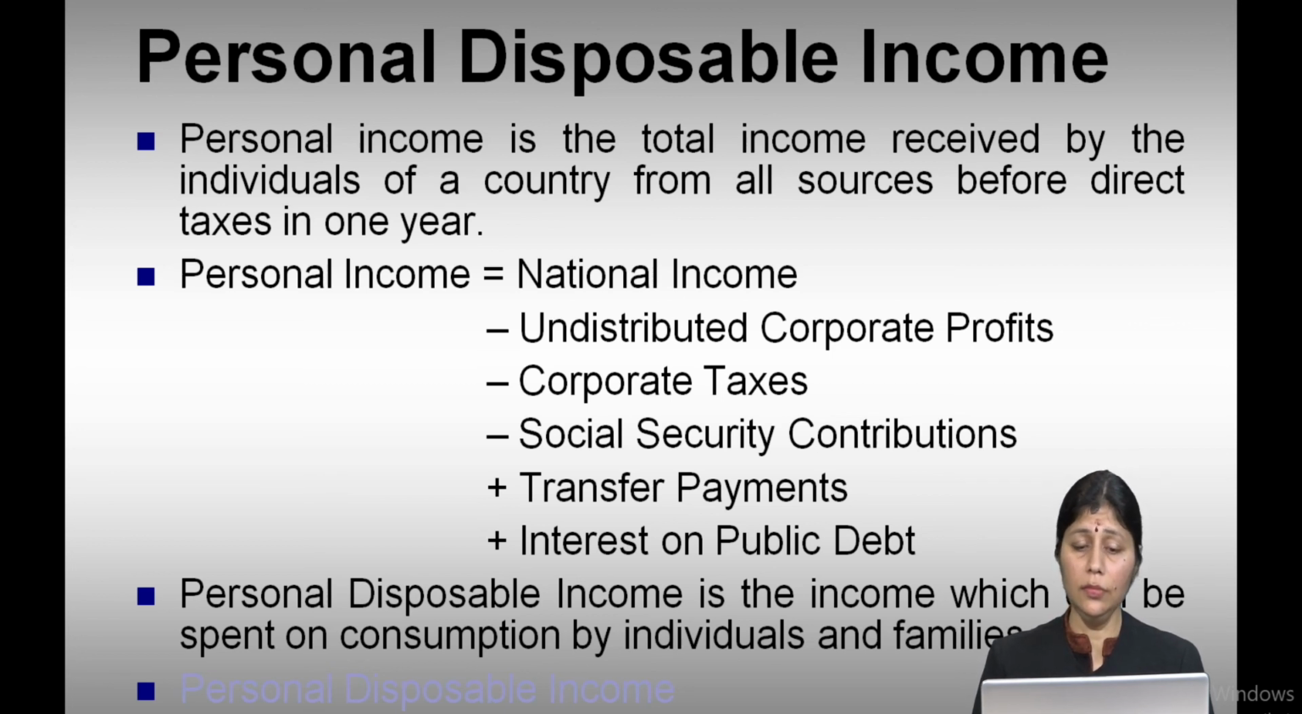Personal disposable income is the income which can be spent on consumption by individuals and families. So, for example, you are earning 1 lakh rupees in a family. That is 1 lakh before deduction of taxes, before any savings, after making all investments and after the deduction of taxes, maybe 25,000 or maybe 50,000 rupees remains in your pocket to make expenditures. That 50,000 will be your personal disposable income to spend for your family or for your own needs.